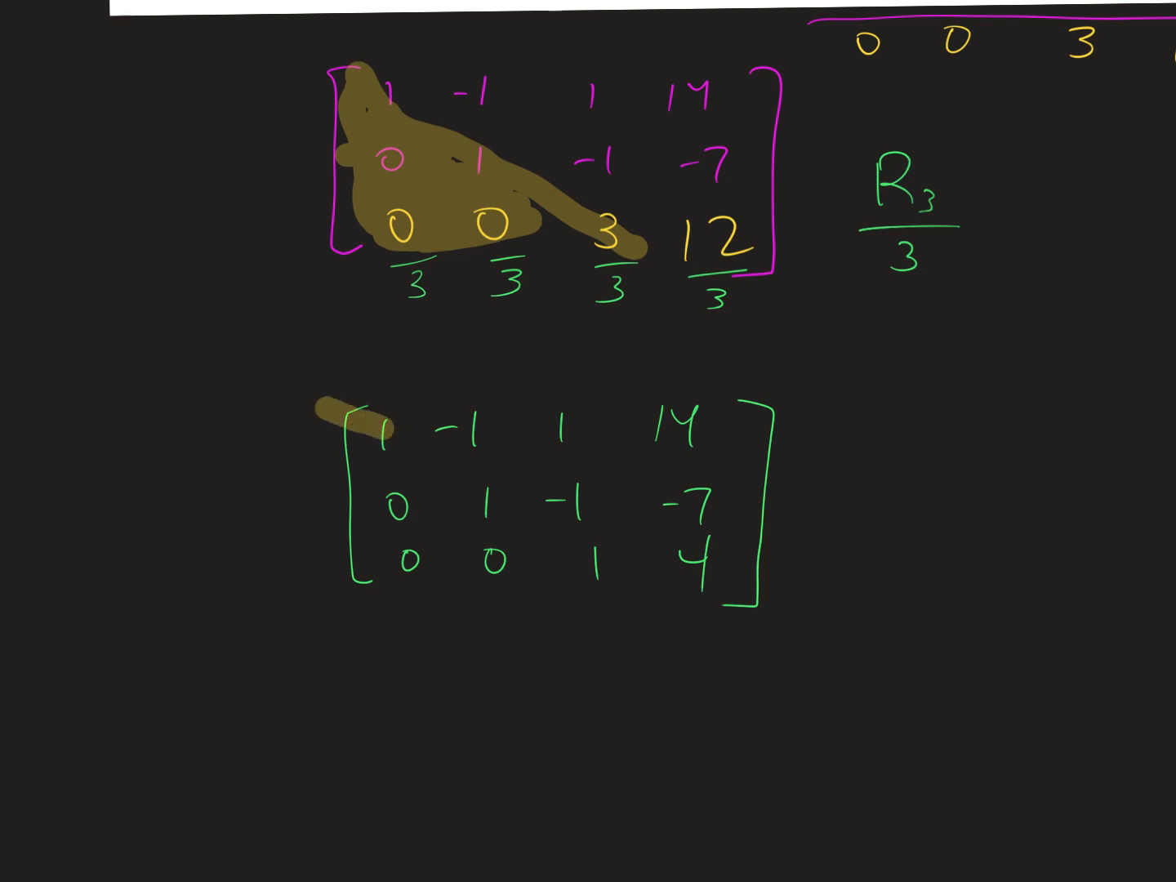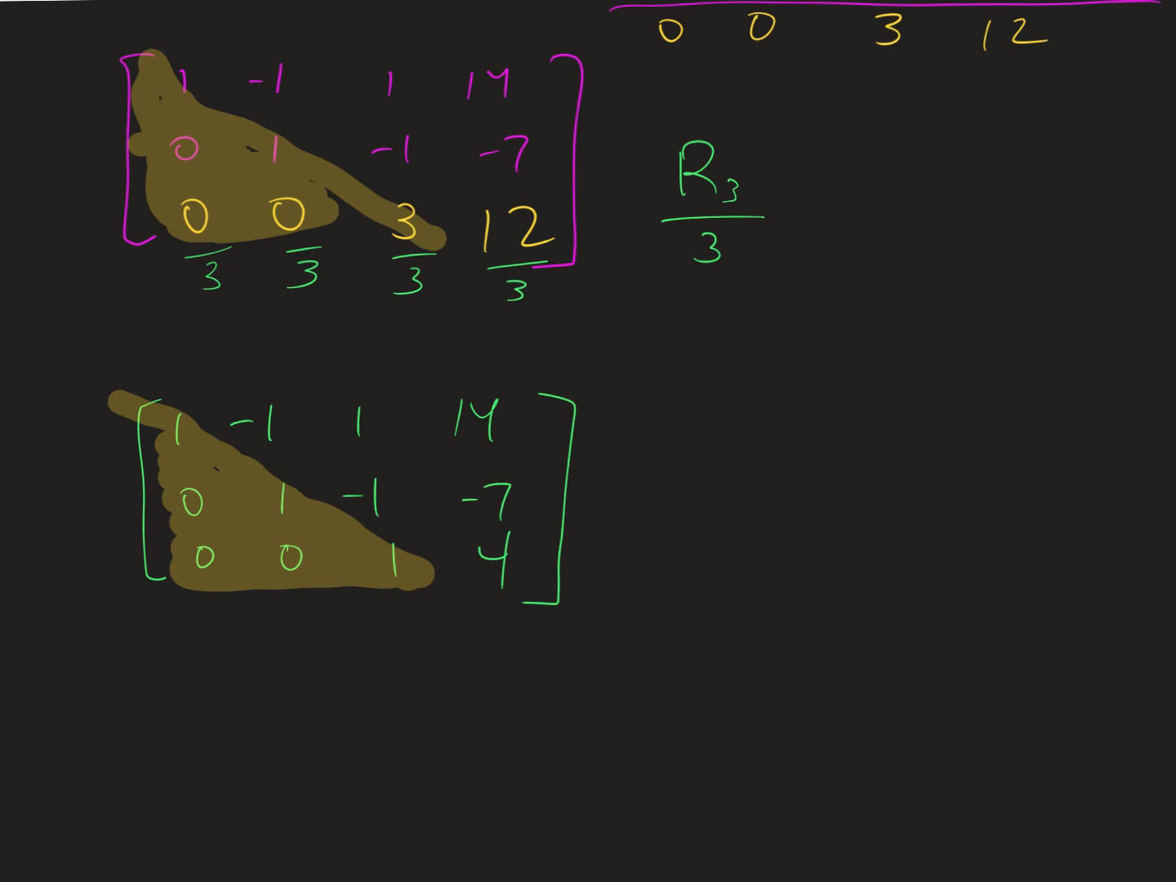Okay, so now let's check. On the diagonals, do I have all positive ones? Underneath, do I have all zeros? Yes. So you can now write 3 equations and solve them. What does my first equation say? What's the top one say? X minus y plus z, just kidding, just plus y, equals 14, right?